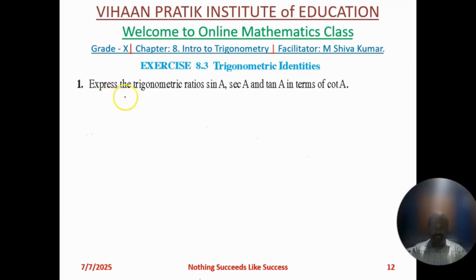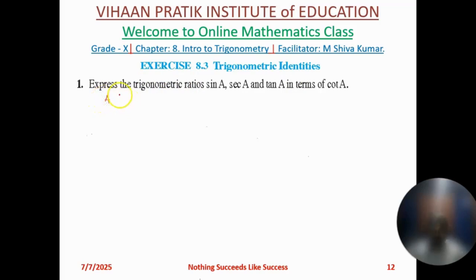In last class we have discussed exercise 8.2. Now in this class we will discuss exercise 8.3, which is trigonometric identities. In last class 8.2 we discussed trigonometric ratios. In this class 8.3 we discuss trigonometric identities. A trigonometric identity, I'll write down the definition.